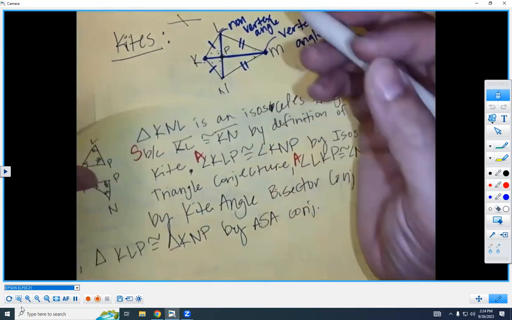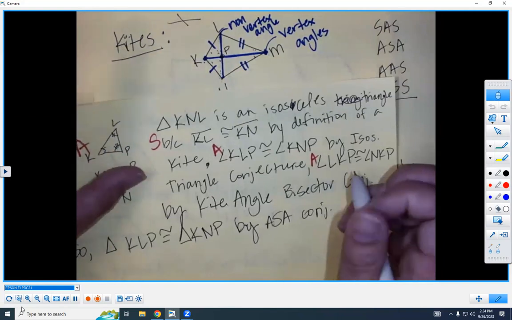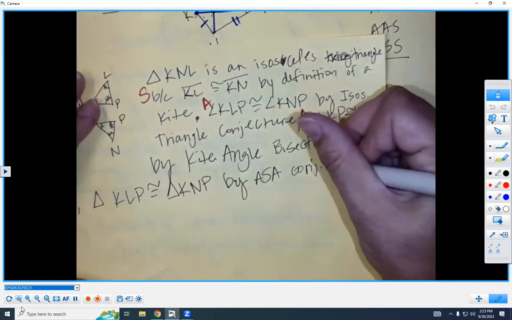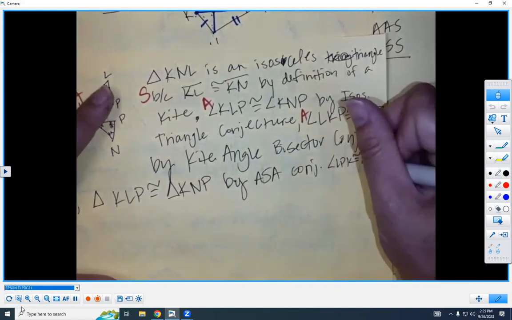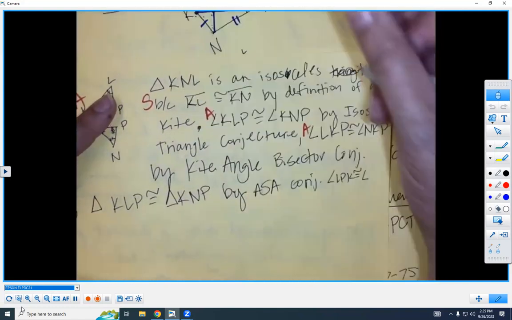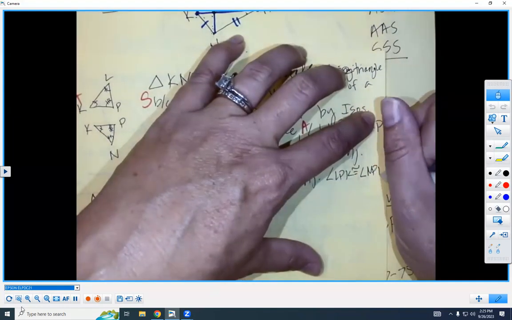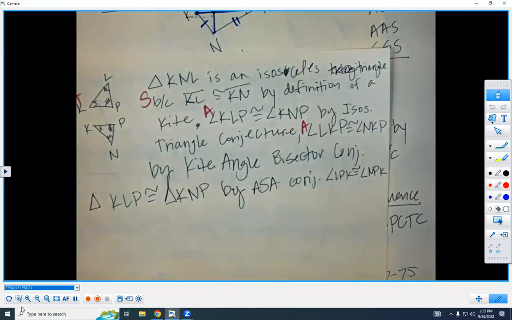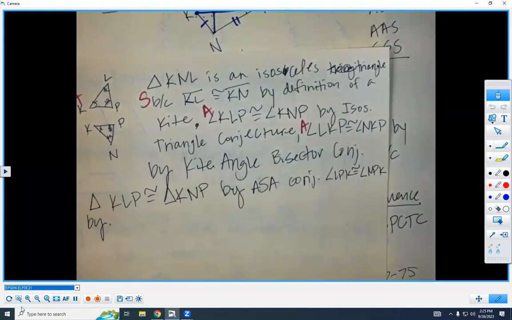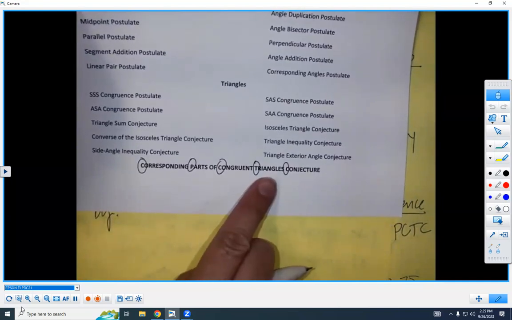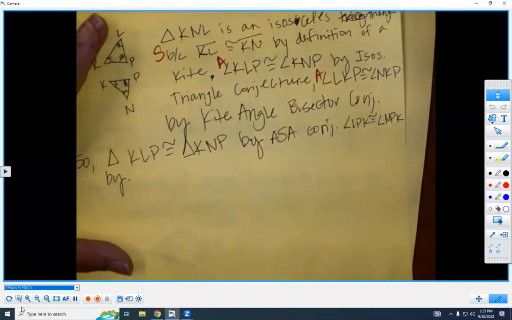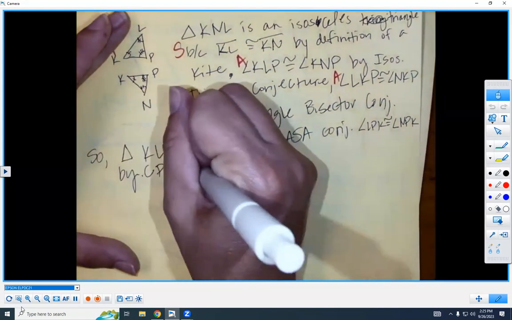Right? So now I can say angle LPK is congruent to angle NPK. By, how do you know? By, and if you can't remember that, remember it's on the bottom. Corresponding parts of congruent triangles are congruent, conjecture, whatever. So CPCTC.